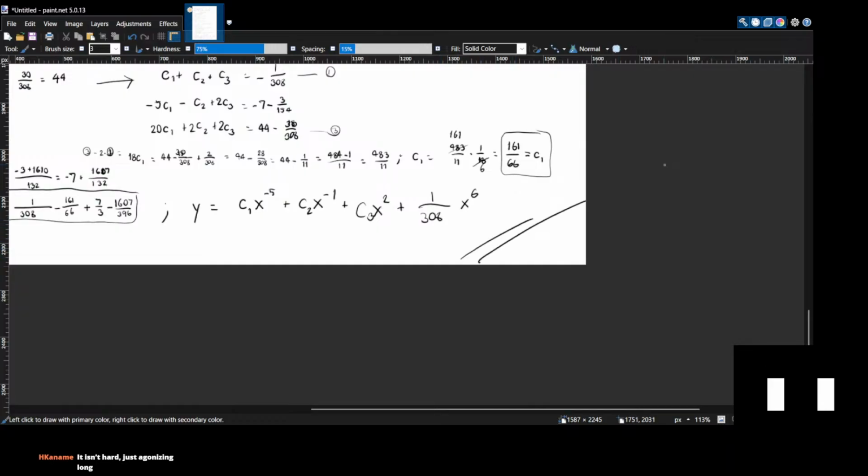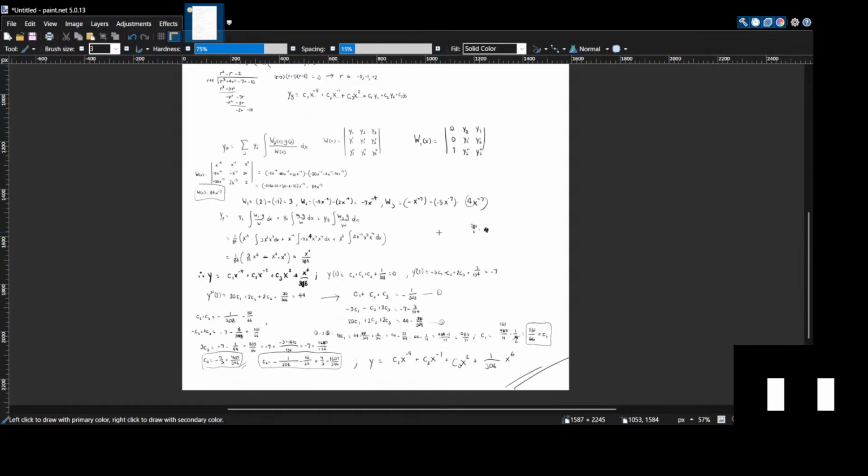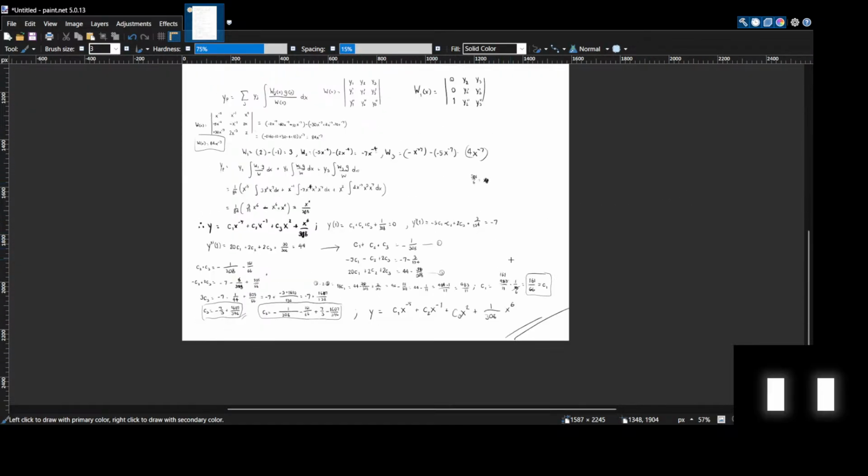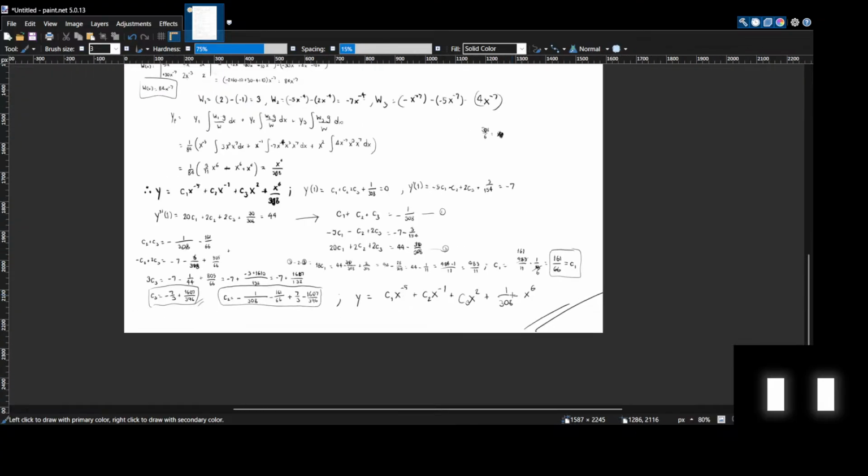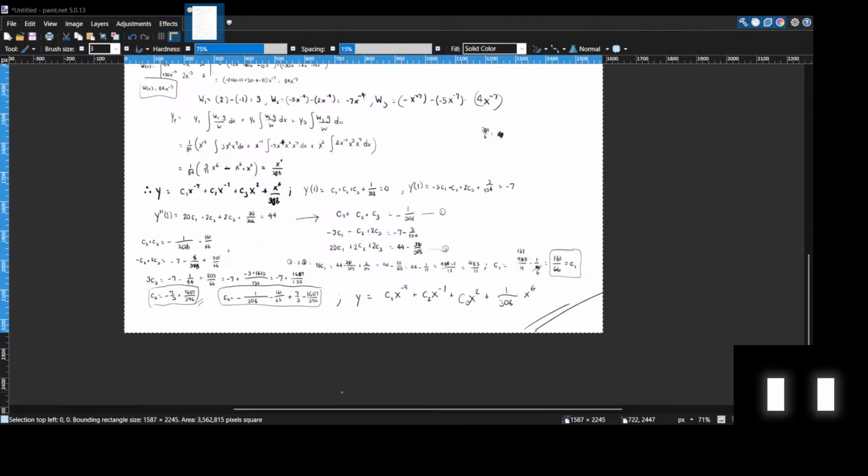I'm done here. Well, yeah, it's hard, just agonizingly long. Yeah, it is a pain. I don't want to do this in the exam, man. I would give up if I see this kind of question in the exam. Anyway, I'm gonna save that so that I don't have to do it again, like later on.